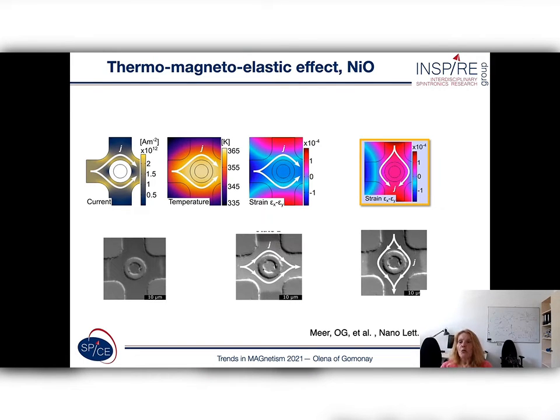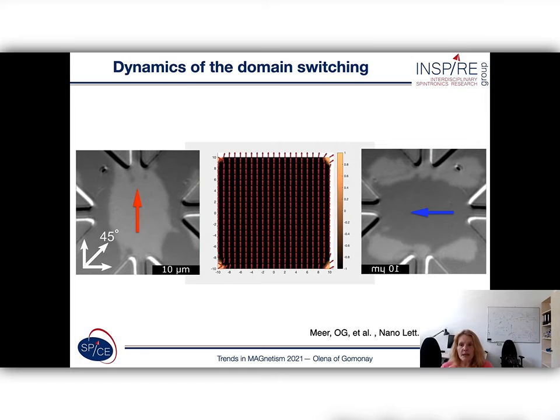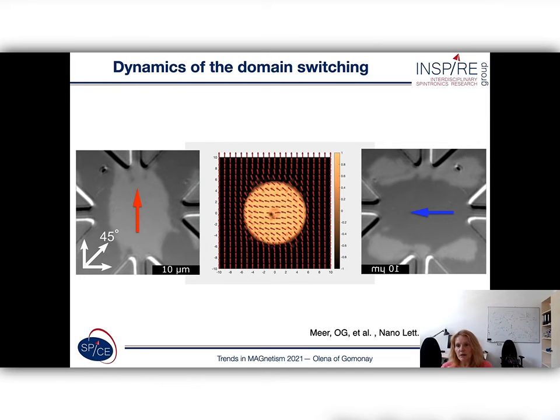To go further, we made a device with the hole in platinum electrode. In such a way, we excluded directly the magnetic interaction of current and localized spin. In such a system, we still see switching between different states, which confirms the thermomagnetoelastic nature of the effect rather than spin-orbit origin. And then the switching takes place like shown in this video.